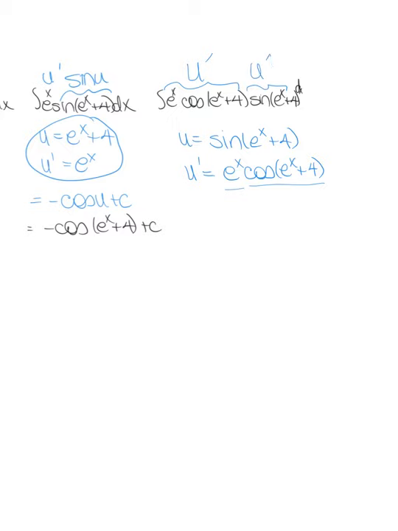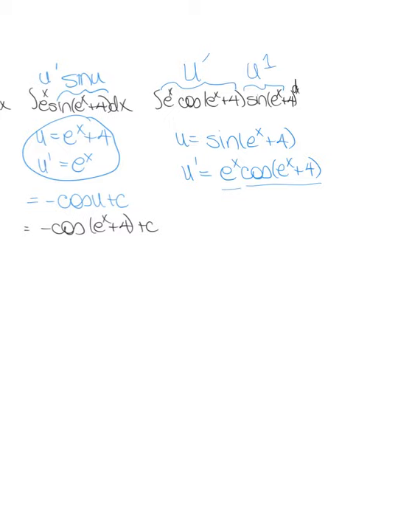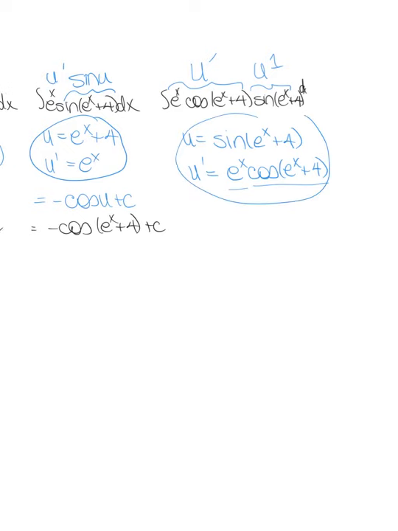There is my u to the first, and what I'm integrating is u to the first times u prime. And so when I integrate that, I'm going to get 1/2 u squared all plus c. So putting back in my u and putting it in the correct place, this is going to give me 1/2 times the sine squared of e to the x plus 4, all plus c.